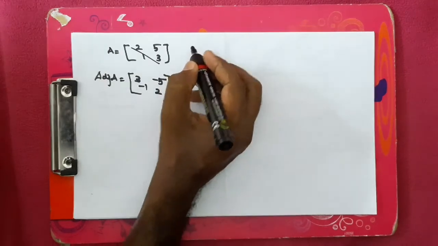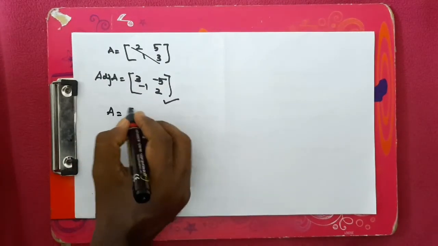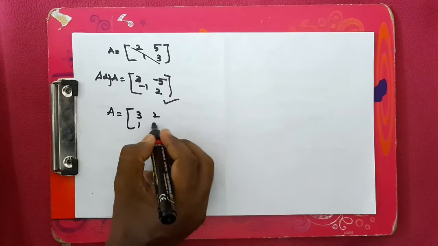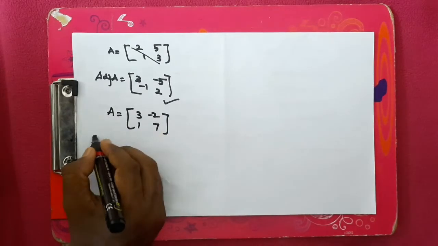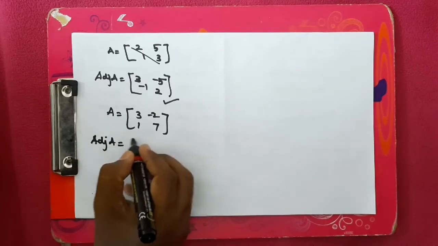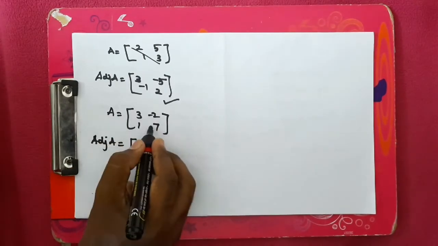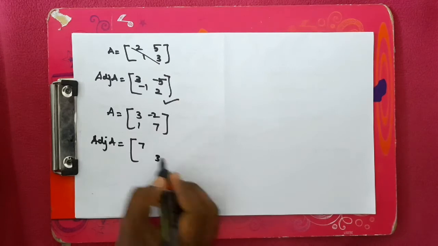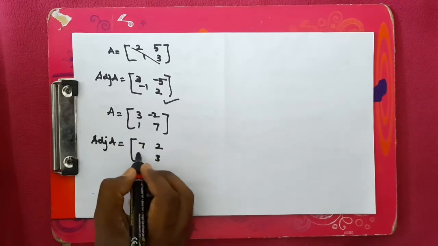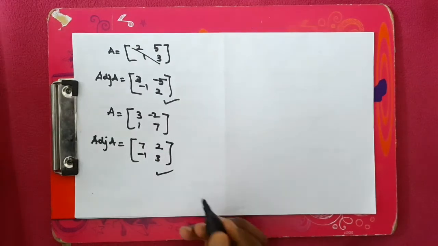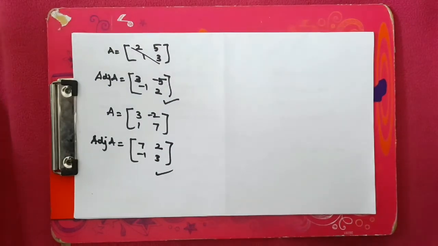Can we have one more example sum? Here if A is equal to [3 -2; 1 7], can we say what the adjoint of A is? It's very easy. Interchange the numbers in the first diagonal, 7, 3, and in the other diagonal you change the sign. So here when you change the sign it becomes plus 2, and here minus 1. So this is it. Like this we can quickly find the adjoint of a 2 by 2 matrix.